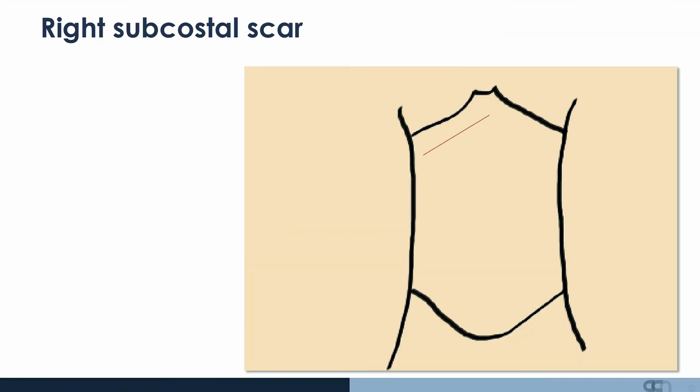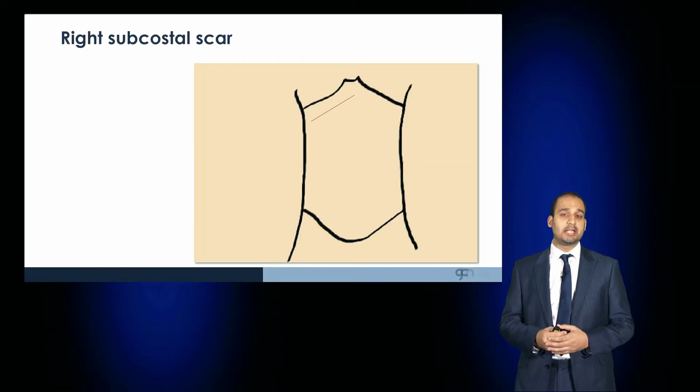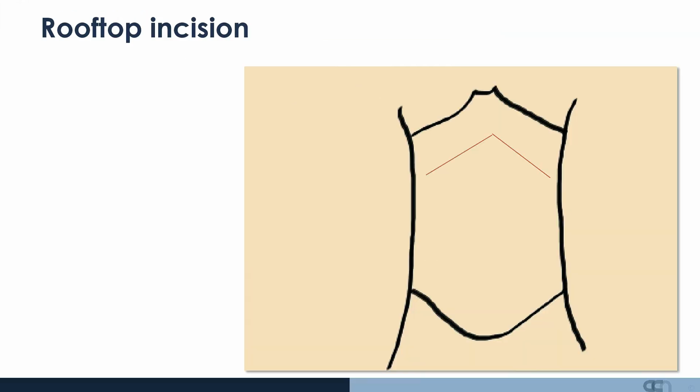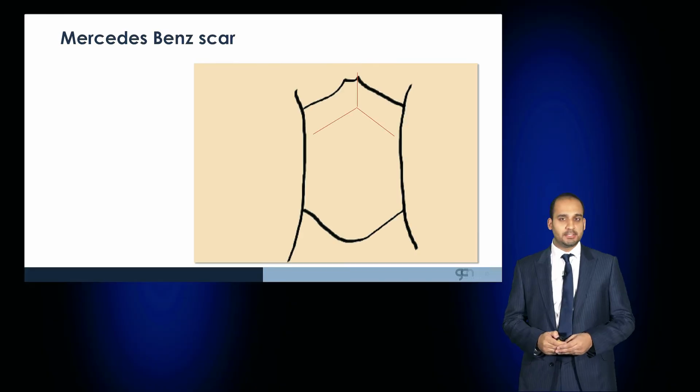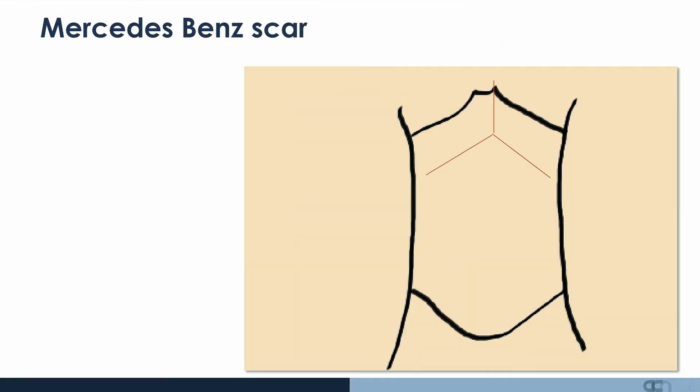This is a right subcostal scar which can be used for open cholecystectomies or hepatobiliary surgery, and if more organs are required to be accessed, for example the pancreas as well, you can have a rooftop incision. If you see this scar with a vertical projection, this is known as a Mercedes-Benz scar. This is classically used for liver transplantation.